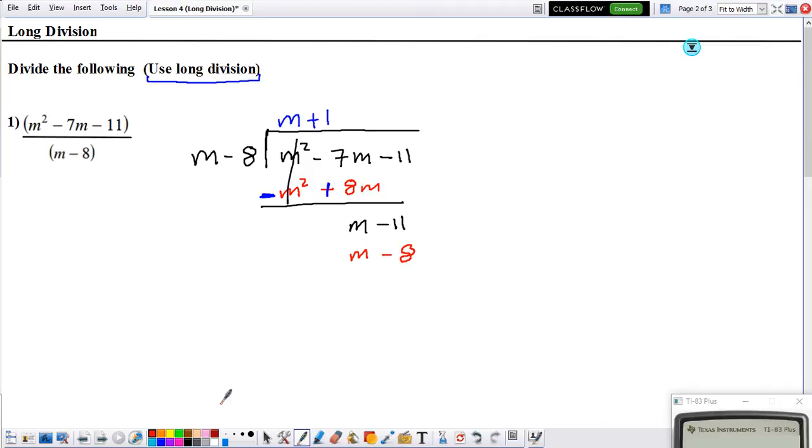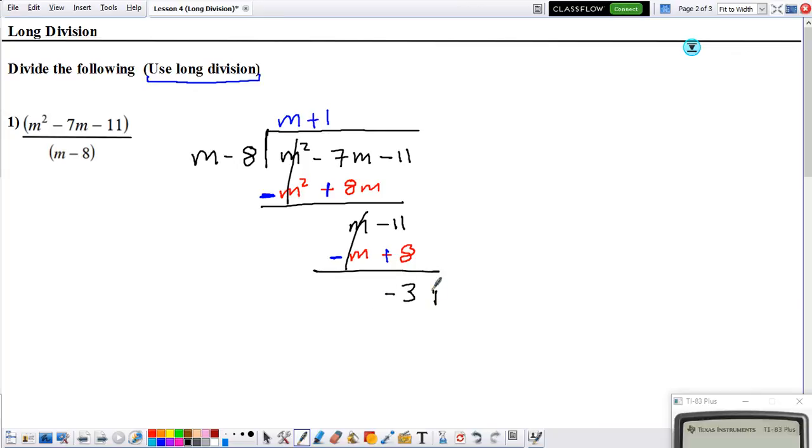And again, before we combine like terms, we got to switch the sign. So if this is a positive, make it into a negative. And if this is a negative, make it into a positive. Now we can combine like terms. M minus m, that will cancel out. And now we have positive 8 minus 11, so that's minus 3.